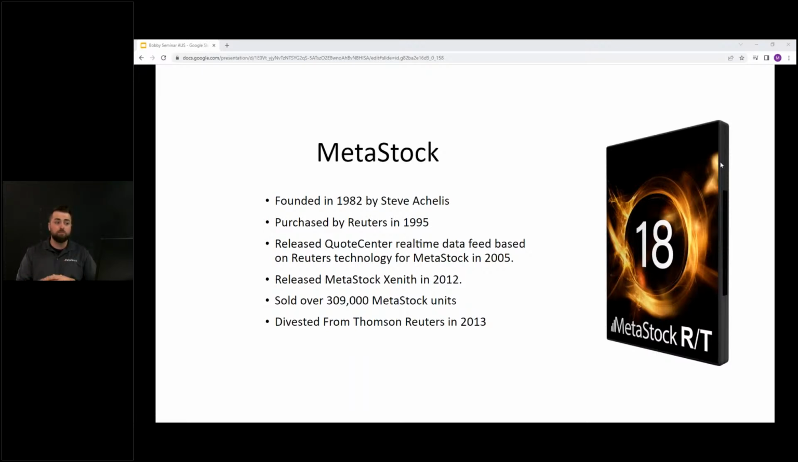And then we released our MetaStock Zenith product in 2012, and we've sold well over 300,000 copies of MetaStock. Back in 2013 we divested from Thomson Reuters, or Reuters, Refinitiv. They've gone by many names now. They're owned by LSEG, but we divested from them back in 2013. At the core we're still the same company, still the same team here, but since then we've been able to make a lot of advancements and progress in the software.